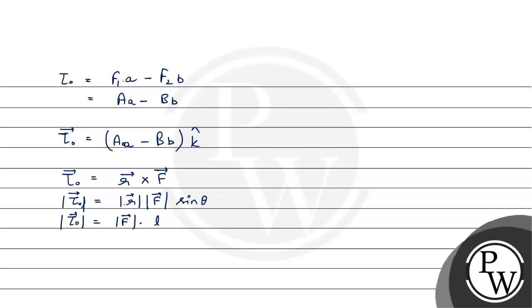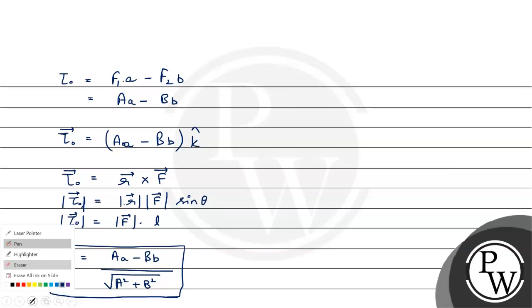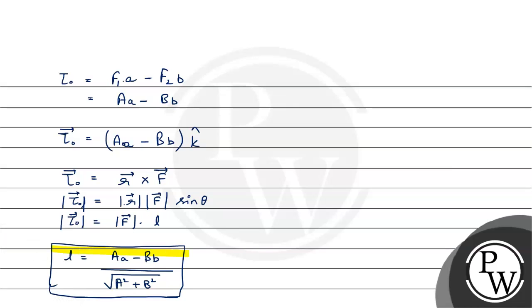So we can find the value of L is equal to mod of tau, which is nothing but Aa minus Bb, over mod of F, which is nothing but root of A square plus B square. Hence this is the arm length which we have been asked in the question. This is our final answer. I hope you understood it well.